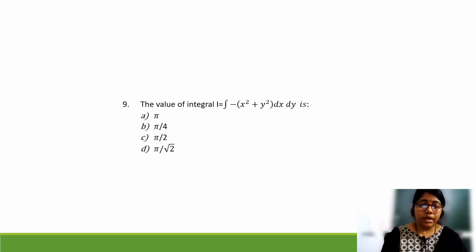Question number 9. The value of integral I is equal to the integral over minus x squared plus y squared dx dy is option A pi, option B pi by 4, option C pi by 2, option D pi by root 2.